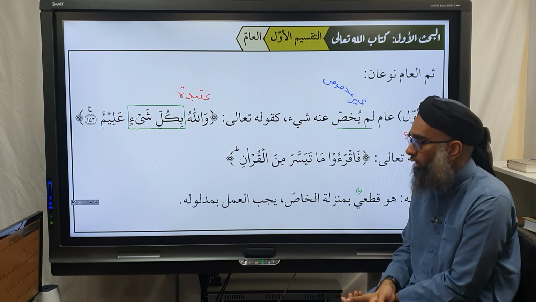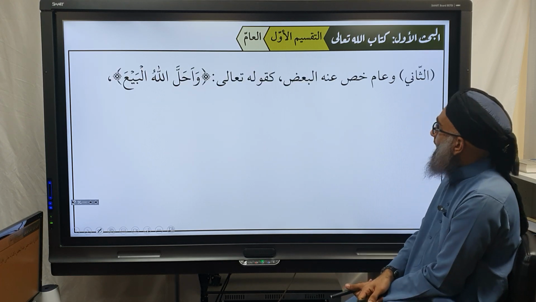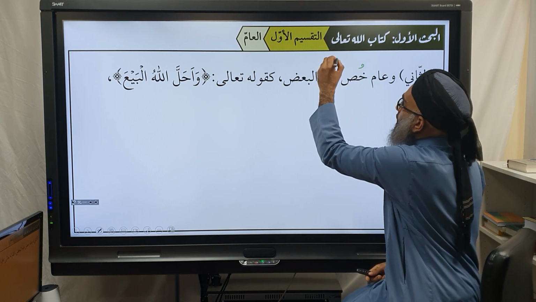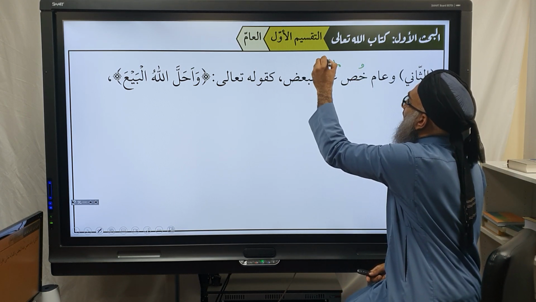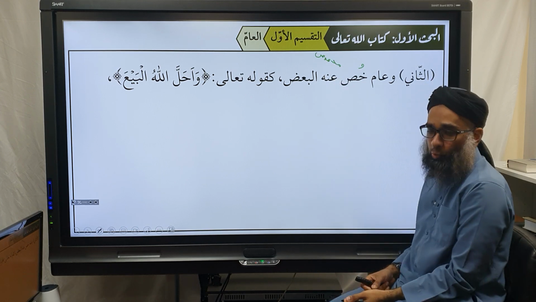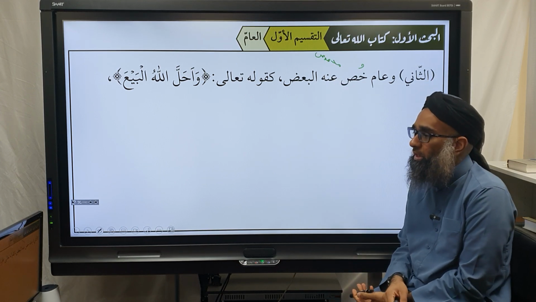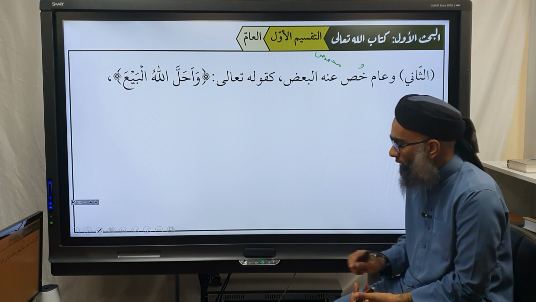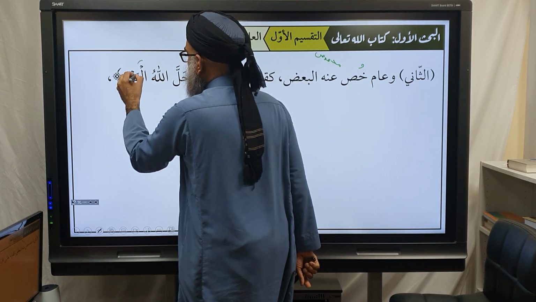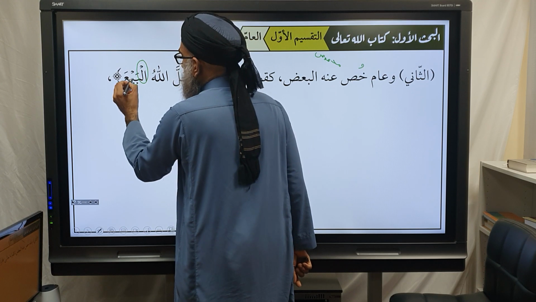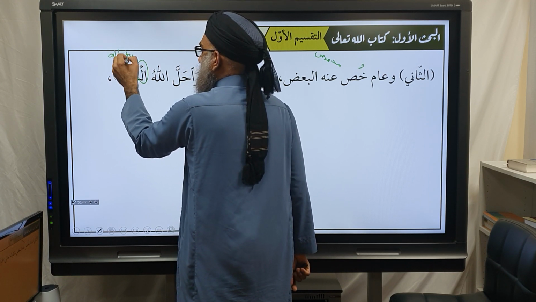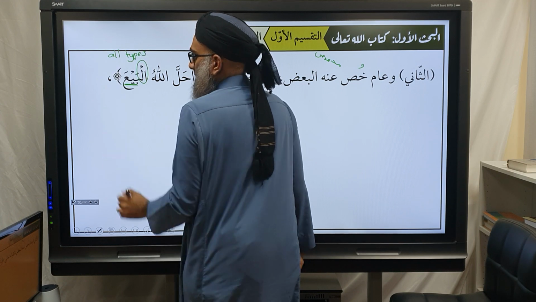This is the Hanafi view regarding the am. The second type of am is am khussa anhul ba'd. This is also known as am makhsus. That am from which some members have been excluded. For example, ahallallahu al-bay'a wa harrama al-riba. Here the alif lam is istighraq and bay is an am word, so it makes it am. All types.